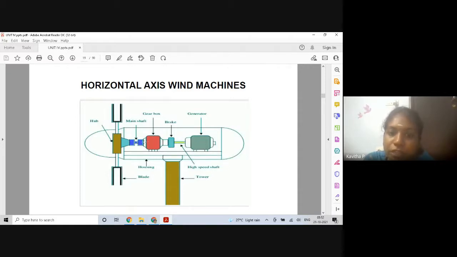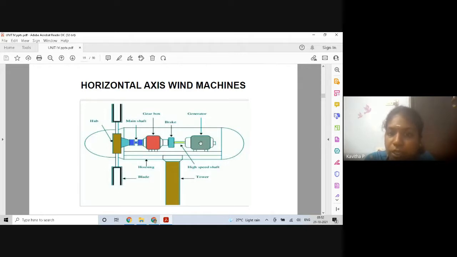The main function of a gearbox is to convert low speed to high speed rotation. So the 60 to 80 RPM will be converted into 1500 RPM, which is the required speed for the generator to produce electricity. The 1500 RPM is obtained in this gearbox. From this gearbox to the generator, we have the high speed shaft. Since the speed on this side is only 60 to 80 RPM and on this side is 1500 RPM, this main shaft is called a low speed shaft, and this shaft is called a high speed shaft.